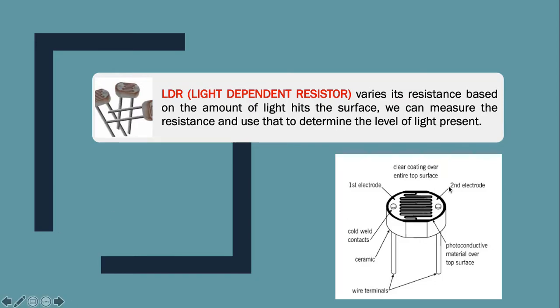So basically, in this part of our LDR, we can also measure the resistance and use that to determine the level of light present. I want you to take note of this discussion because the exercise is quite related to this discussion. Okay, so let's proceed.